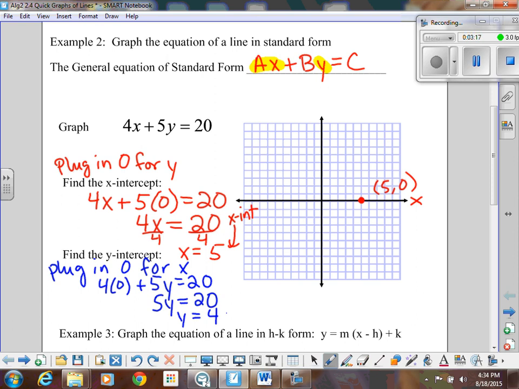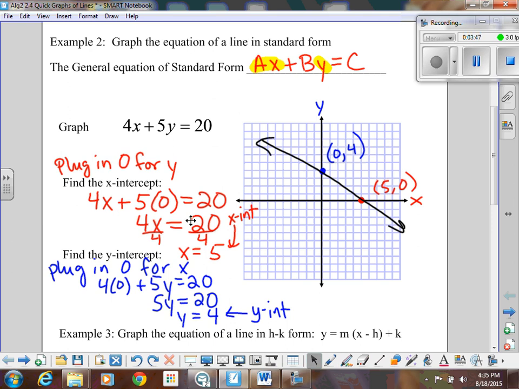So again, I got y equals 4, so that's my y-intercept. That means I'm going to plot 4 on the y-axis. Here's my y-axis. I'm going to go to +4. 1, 2, 3, 4. Okay, and that's the point 0, 4. So I want you to understand when you're doing cover-up, you're plotting 2 separate points from those intercepts. Now you can just connect those.